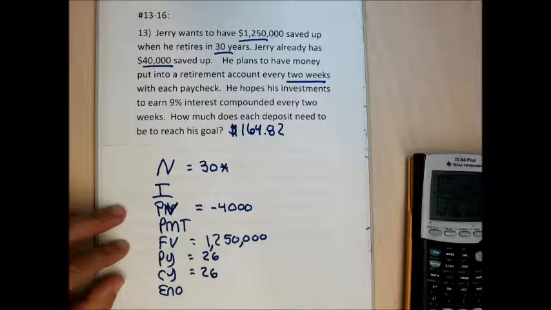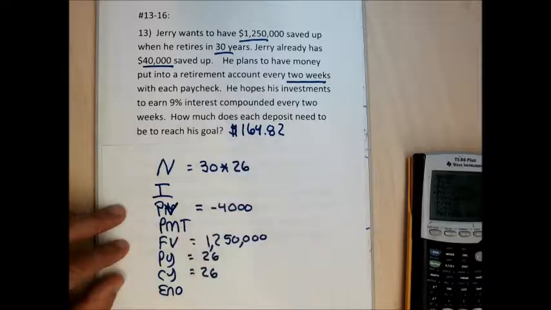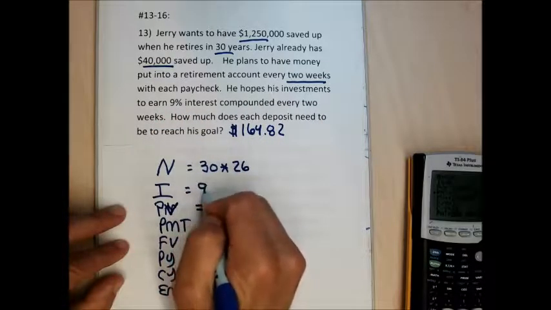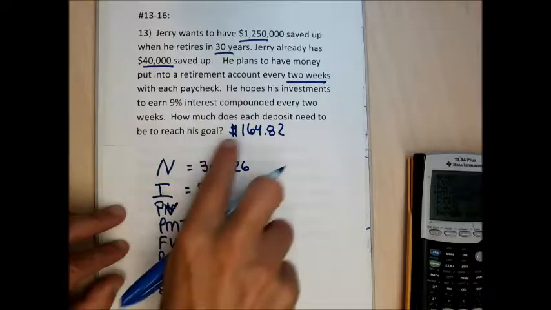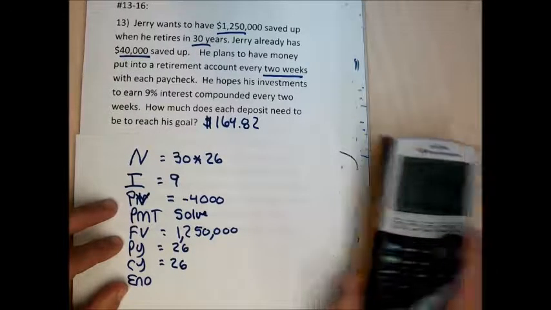So not only am I going to put the PY and the CY, I'm going to multiply the 30 by 26. He hopes his investment earns 9% interest. How much does he need to deposit? That's what I'm going to solve for. Let's see if we can work through this then.